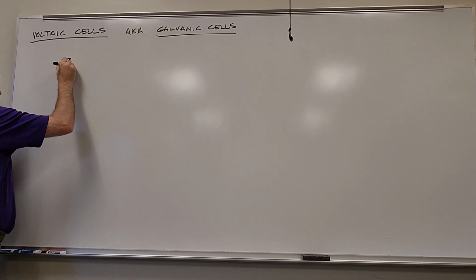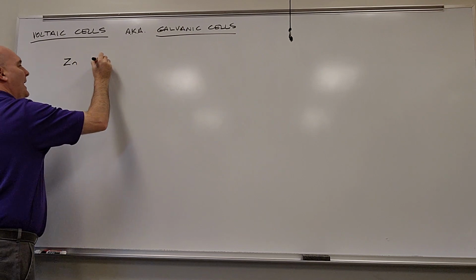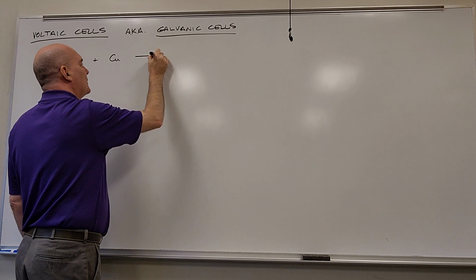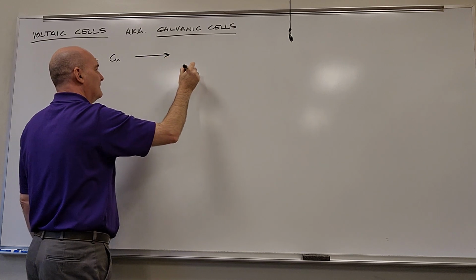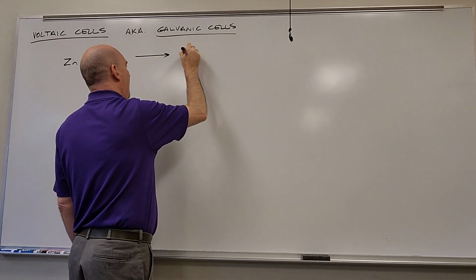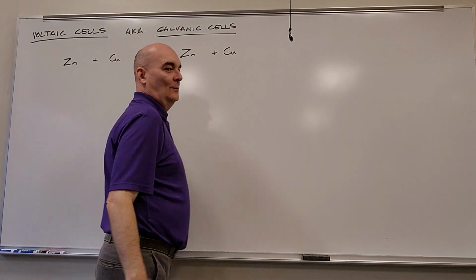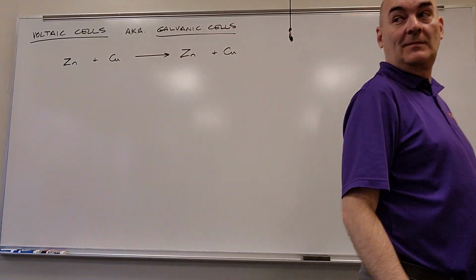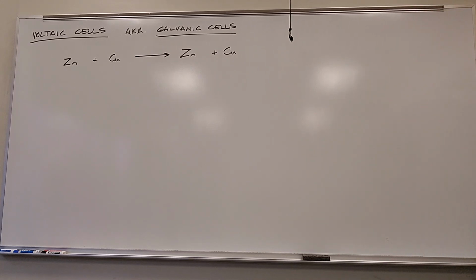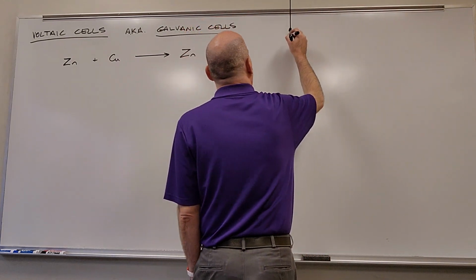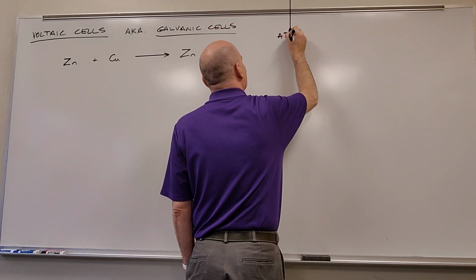If I take zinc and copper and put them both into solution, one will oxidize the other one. One will reduce the other one. And the way that we know this is by looking in the appendix.